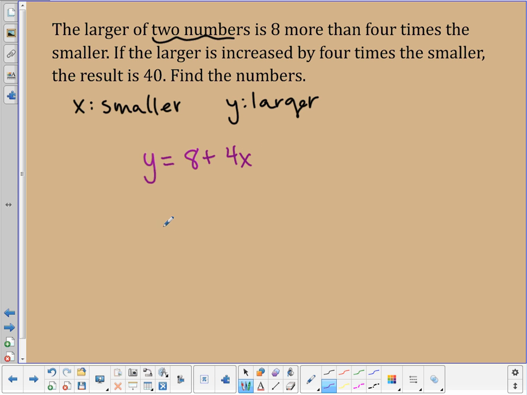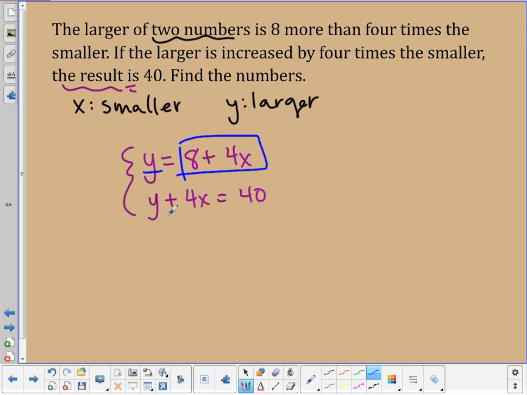Then let's look at the next one. It says if the larger is increased by 4 times the smaller, so larger increased by 4 times the smaller. The result is 40. All right, there's my system. Now I solve for it. I have y by itself here. That's super helpful. I'm going to take that phrase and I'm going to drop it in for y right there.